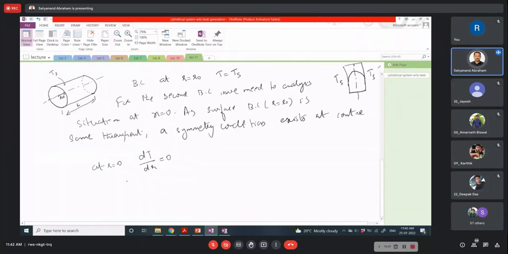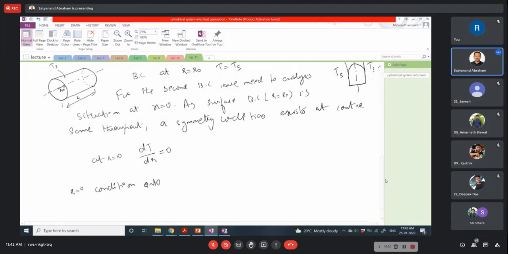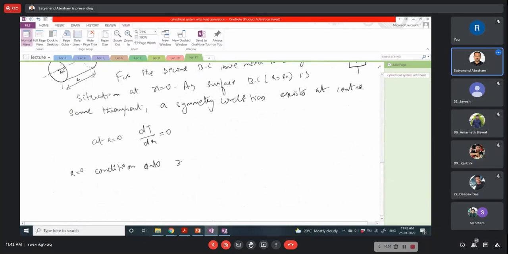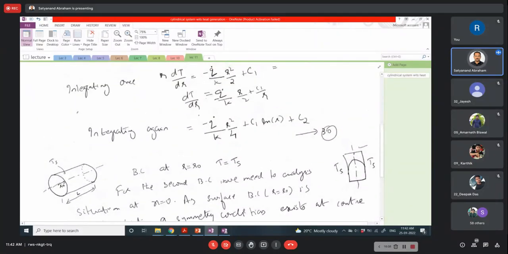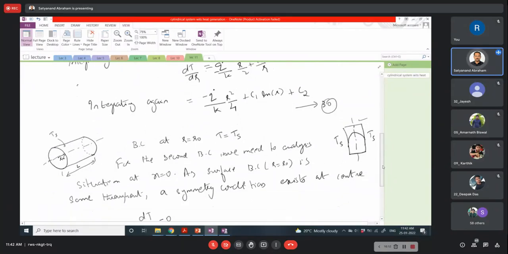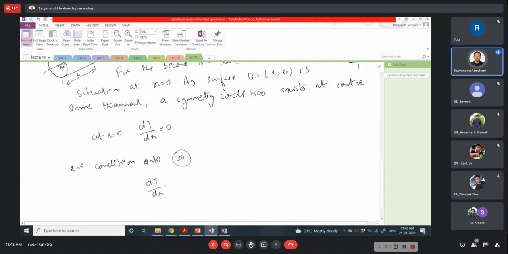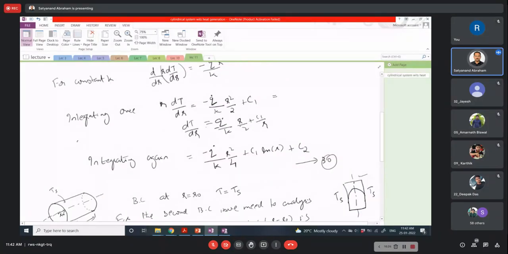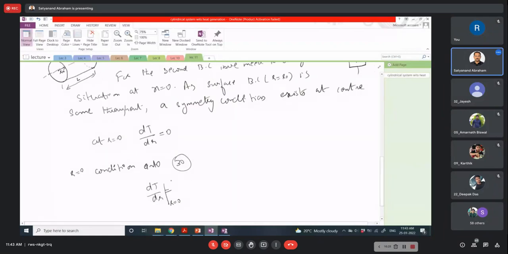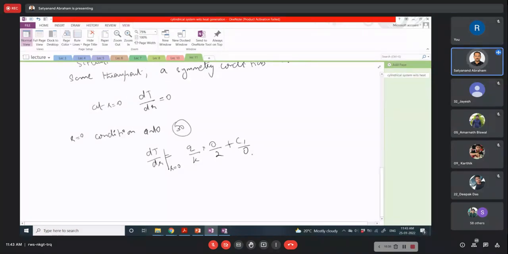So first we are going to put this r equals 0 condition into the equation we said, which is equation 30. But what is dT/dr? We know dT/dr over here: dT/dr is q/k times r/2 plus c1/r. At r equals 0, this is q/k times 0/2 plus c1/0. Here it should be equal to 0.